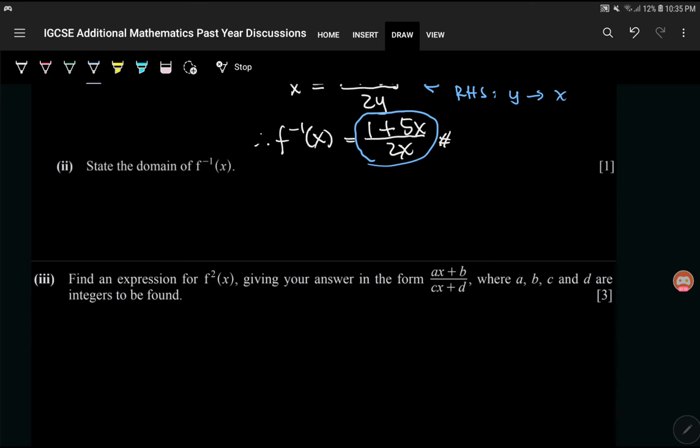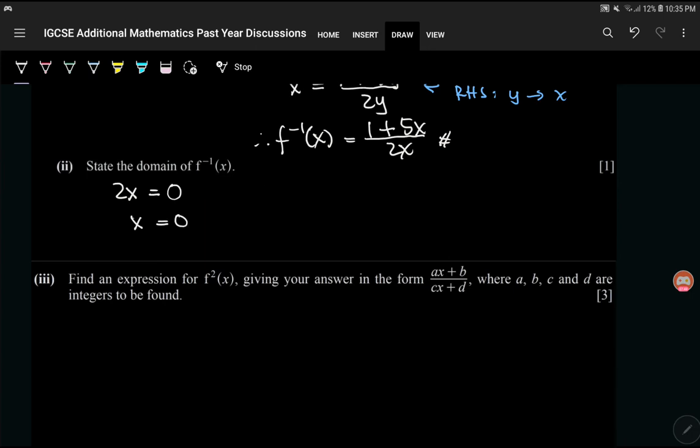And then what's more is we have x in the denominator. So we need to know at what value of x this function does not exist or does not give a value. So it's safe for us to say 2x equals 0. So we let the denominator equal 0. So we can find that x is 0.